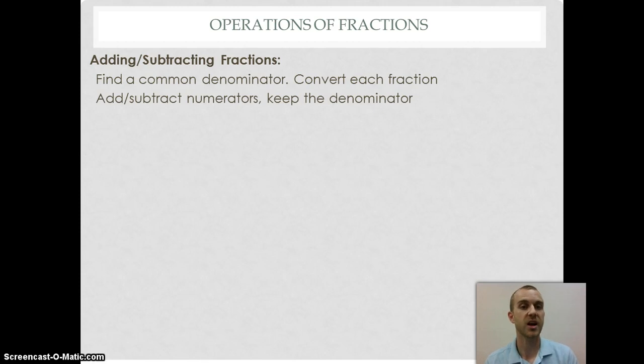With addition and subtraction, first thing we need to do is find a common denominator. We convert each fraction to its equivalent fraction with that denominator. Then we add or subtract our numerators. We keep the denominator and simplify.